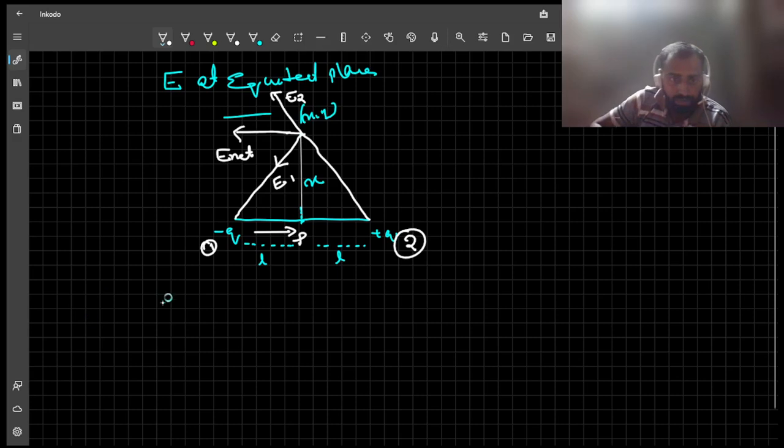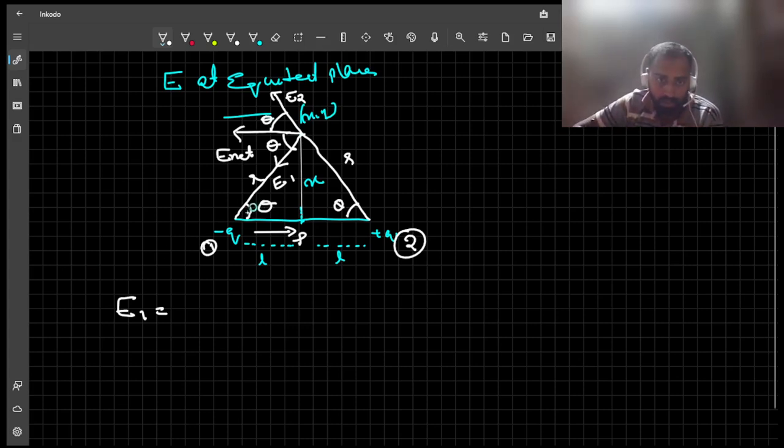How to write E1? This is my distance R. It will be an equilateral triangle, so this is the same distance R. If I make this angle theta, I can resolve; this will also be theta. By symmetry, obviously this angle should be theta. Then this angle also will be theta, right?